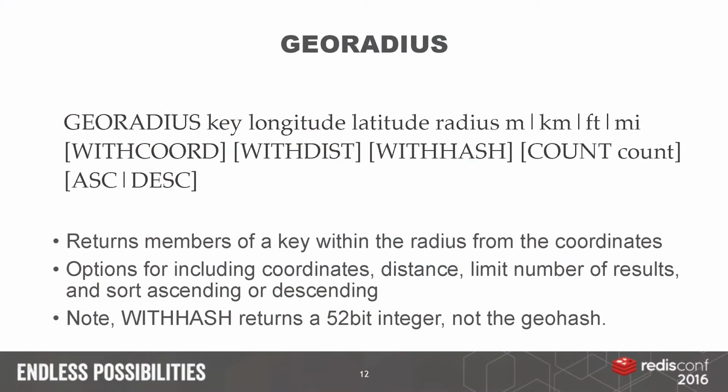So that's GeoDistance. Now, GeoRadius. And the next one we're going to talk about, GEORADIUSBYMEMBER. They're pretty much the same command. One, you're going to be looking at a latitude and longitude, and with GEORADIUSBYMEMBER, you'll be searching by that member.